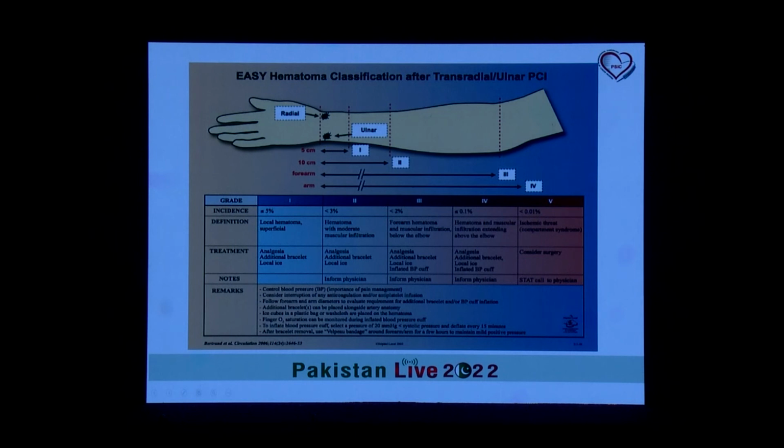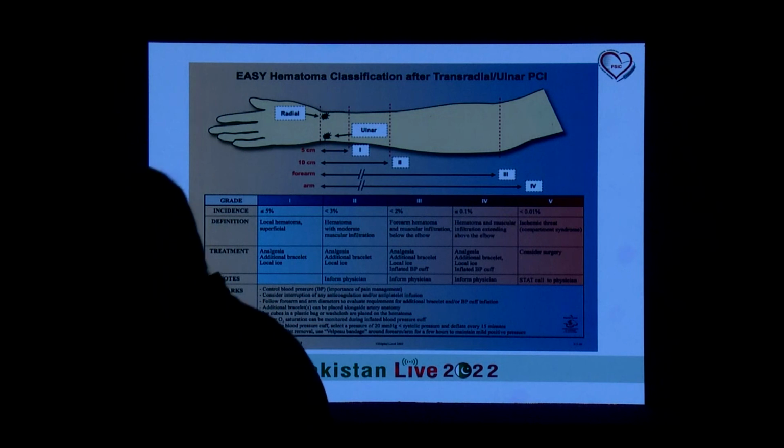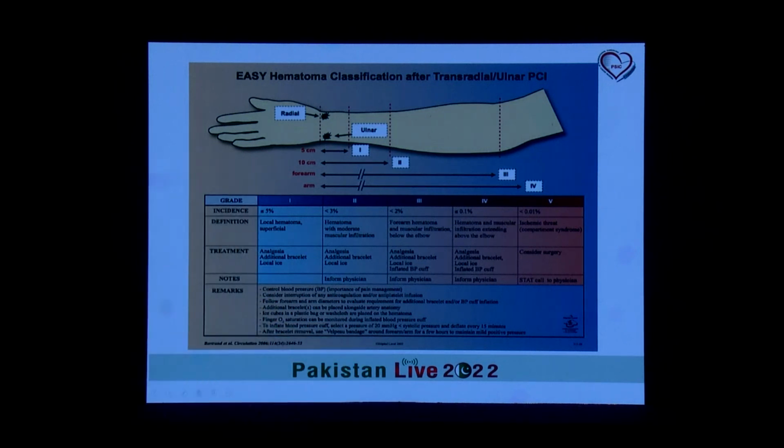And last, hematoma, the EASY hematoma classification. It's used to classify and to treat the hematoma that rarely occurs after the radial approach.